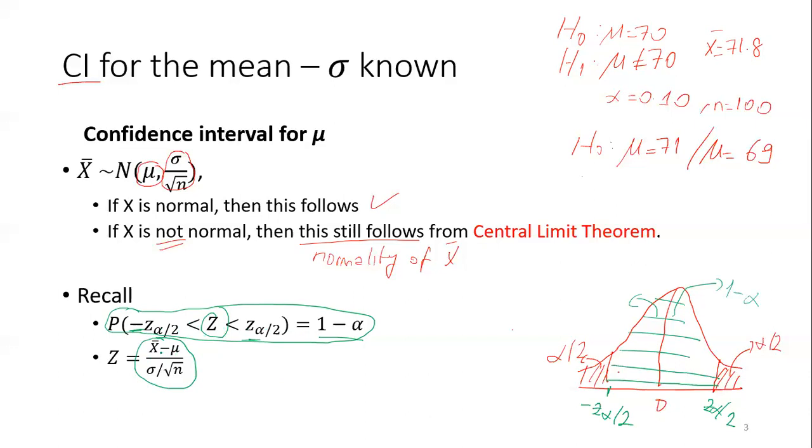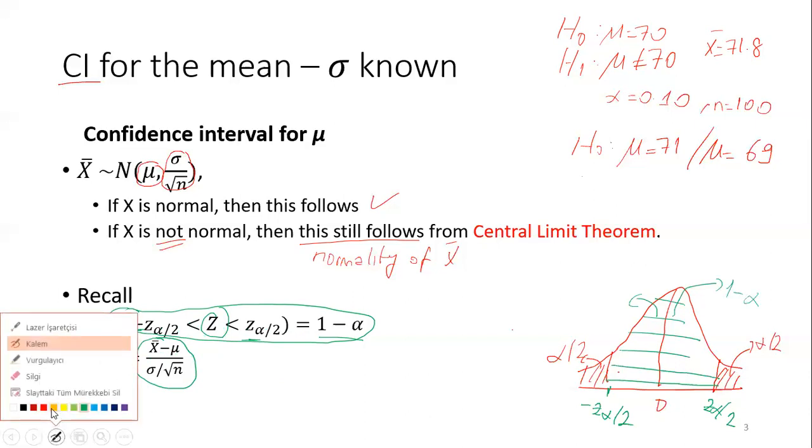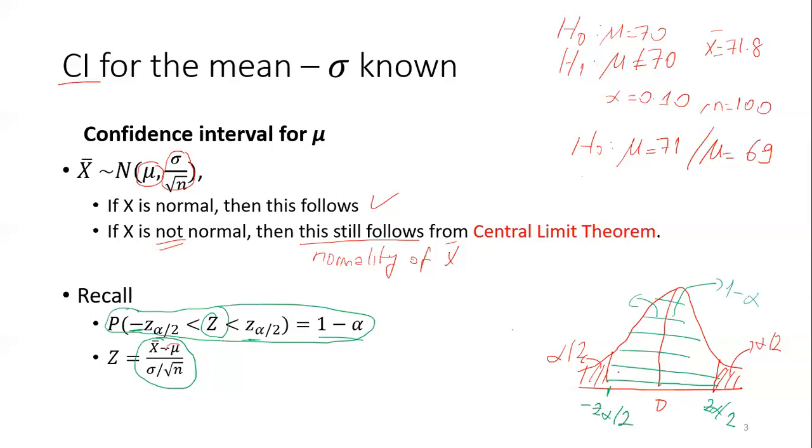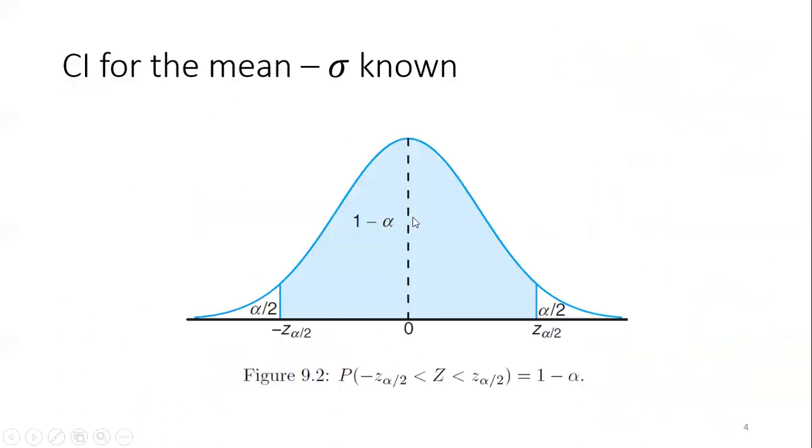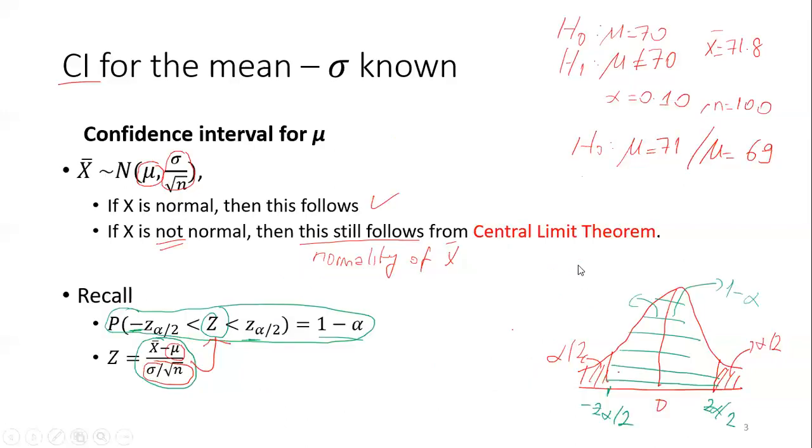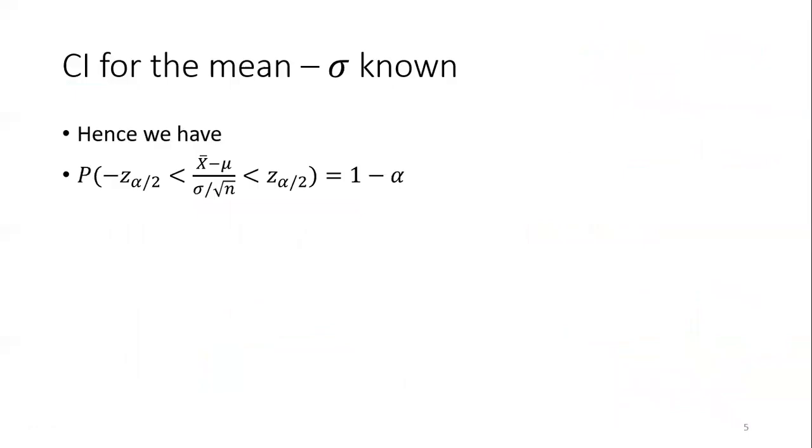So x bar is normal. This is its mean. I just subtract its mean and divide by its standard deviation. Hence, this is standard normal. Just plug it here, okay? So let's see what happens next. This is exactly the thing that we plotted in the previous slide. Remember this part, okay? If you just plug this part in, this is what we have.